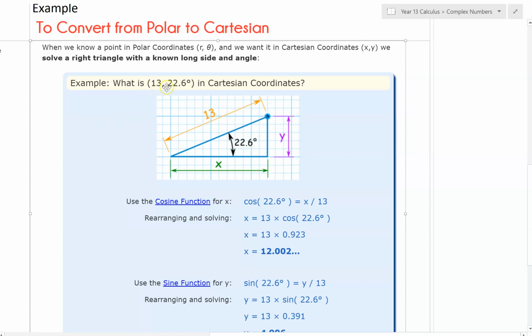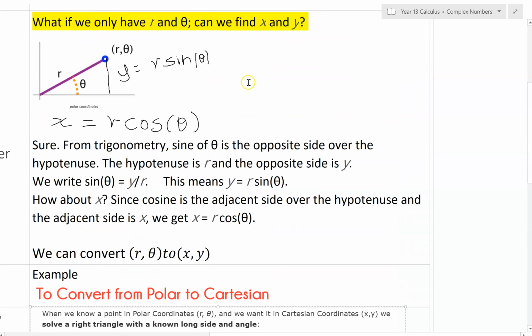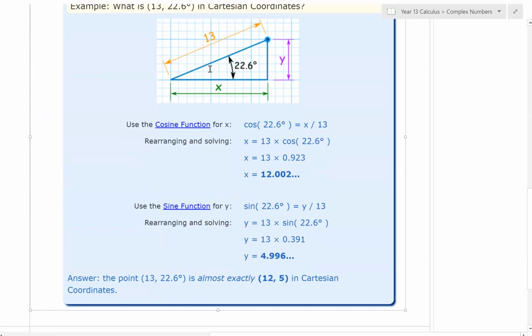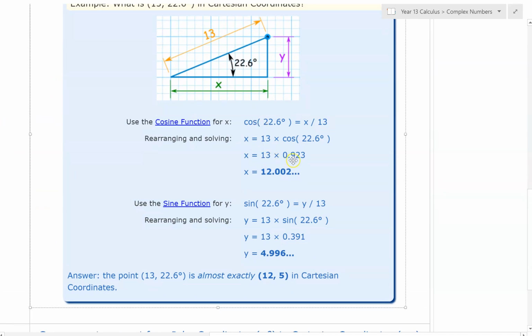So we know this is r, this is angle. We should convert these two to x, y. The previous explanation showed that x can be represented as radius times cos angle and y can be represented as radius times sine angle. So we can use that. So radius times cos angle. So cos of 22.6 is 0.923 and then times the radius, which gives you x. And y is equal to radius times sine angle, which gives you 4.996, and they are rounding this number to 12, 5.